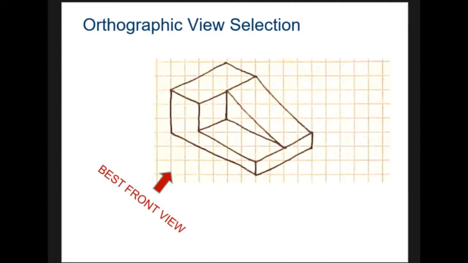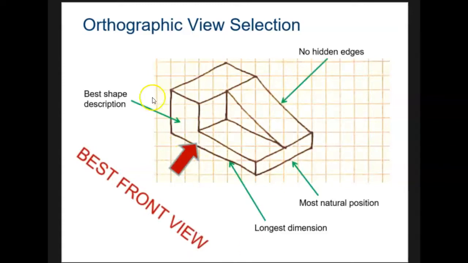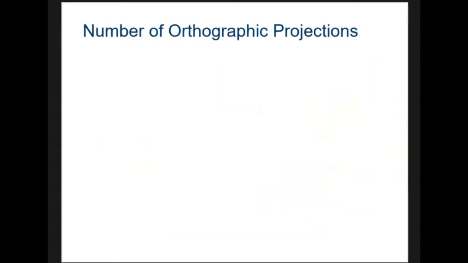So in this example, the front view choice dictates the pictorial orientation as well as the orthographic projection labels. If you were to select the best front view, you might say that this is the best front view because it has the longest dimension, has the best shape description, there are no hidden edges, and it looks like it's in its most natural position.